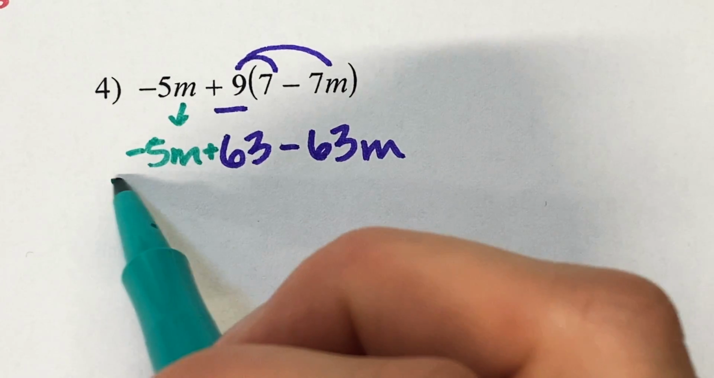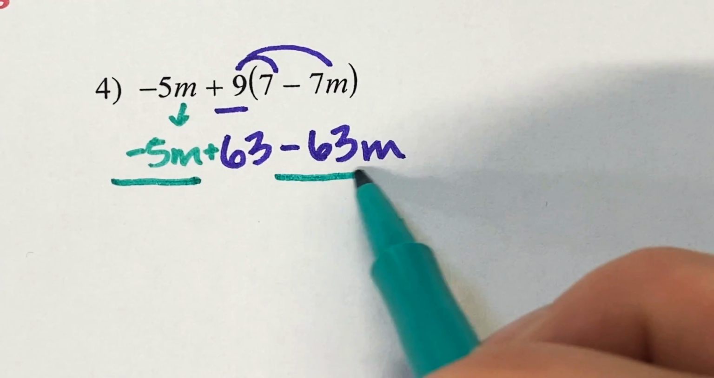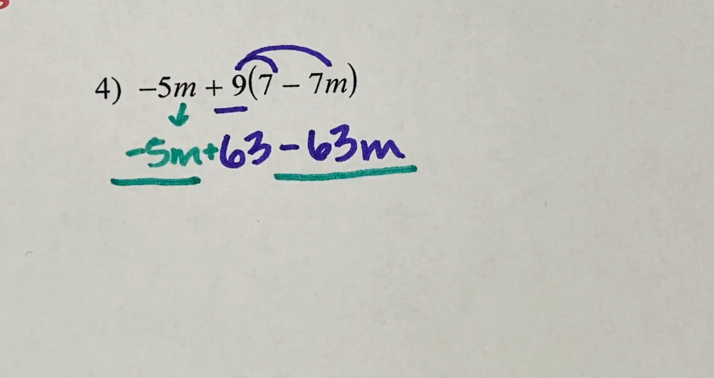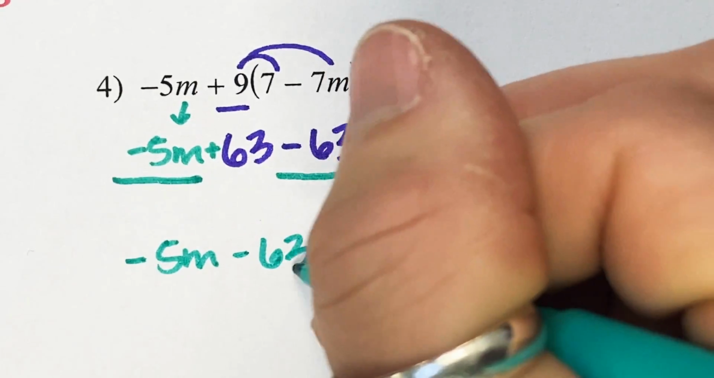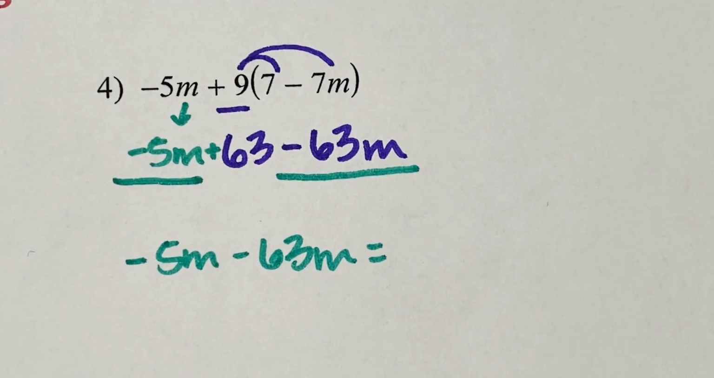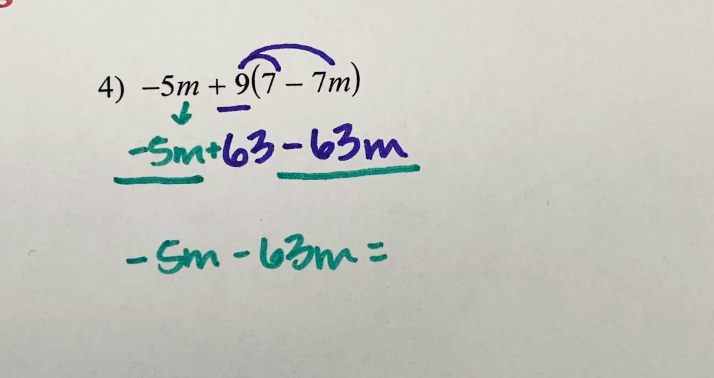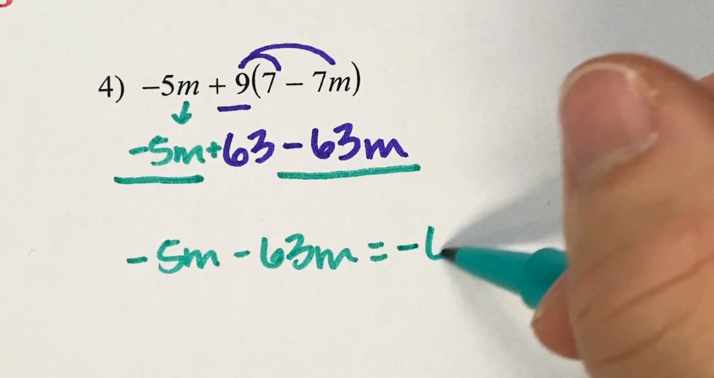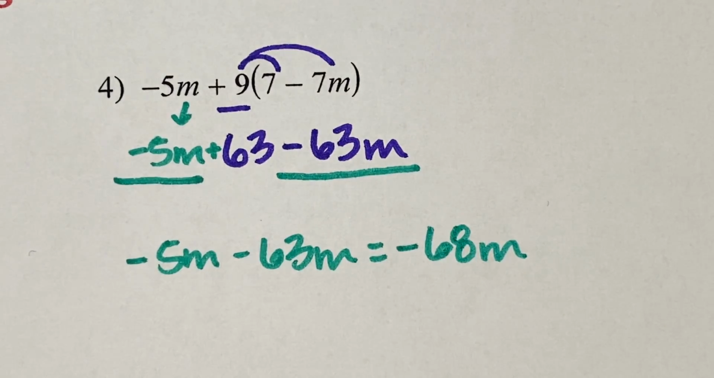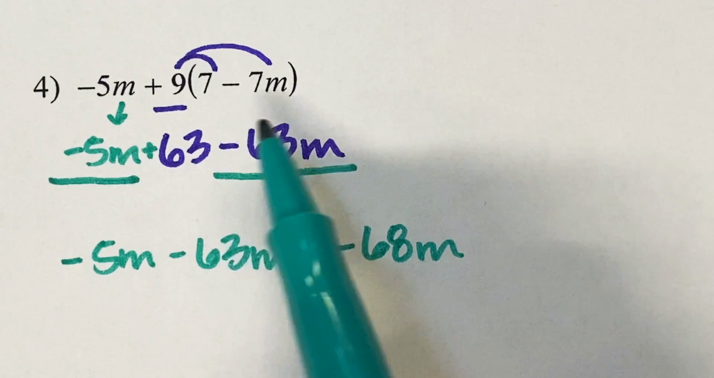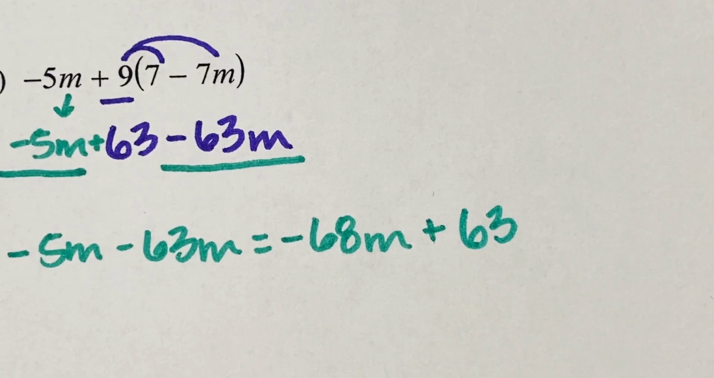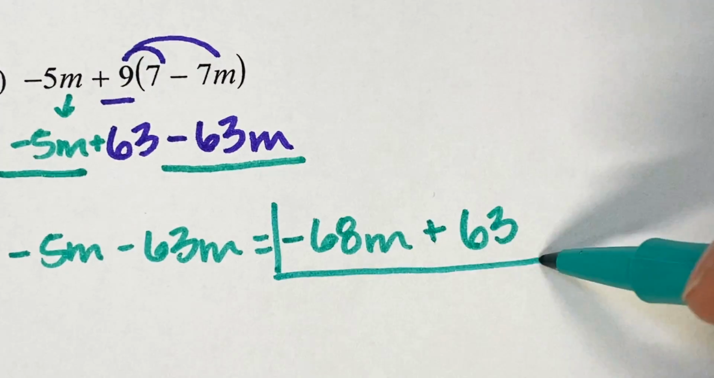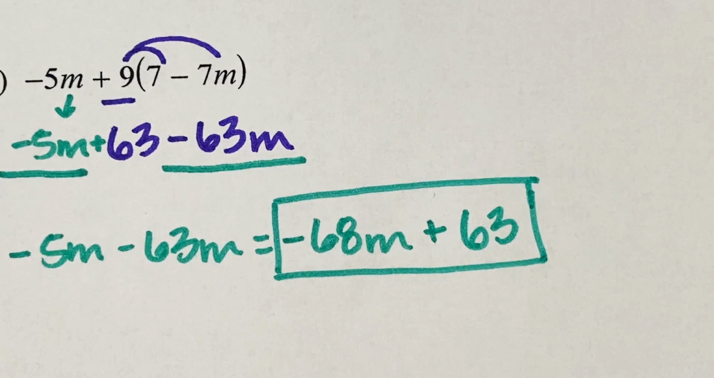I see that -5m and -63m, they both have those m's, so we can go ahead and combine those. So we get -5m minus 63m. What is that going to give me? -5 minus 63. It's going to give me -68m. And since we cannot combine the 63 with anything, we just write it on the end with a +63. These guys are not like terms, so that is as simplified as it'll go.